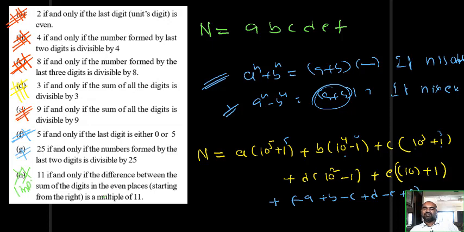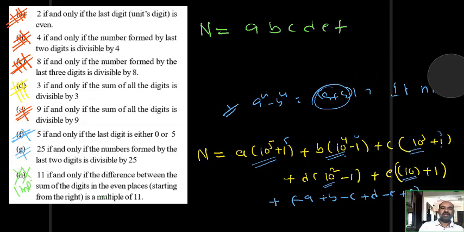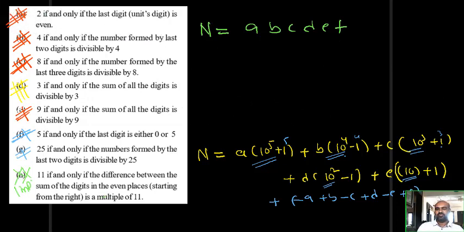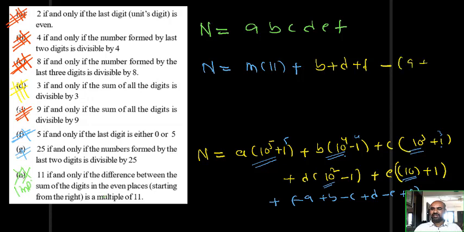What is the meaning of that? Already, 10 plus 1 is divisible by 11. So this is divisible by 11. This is divisible by 11. This is divisible by 11. This is divisible by 11. This is also divisible by 11. So what can I write for n now? Now I can write n as a multiple of 11 plus what is left, I will write that. So b plus d plus f, and for the minus terms I take minus common, a plus c plus e.